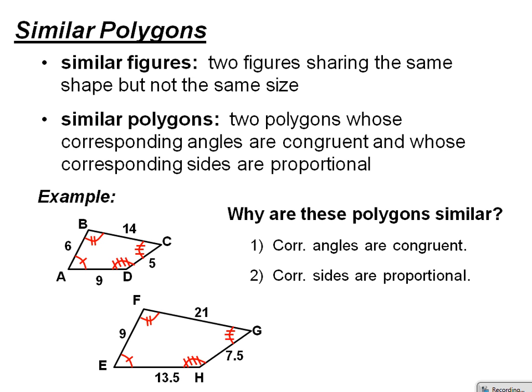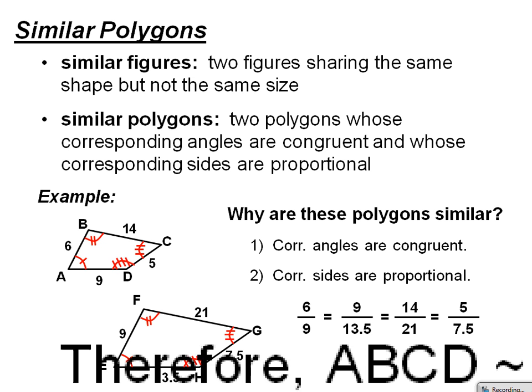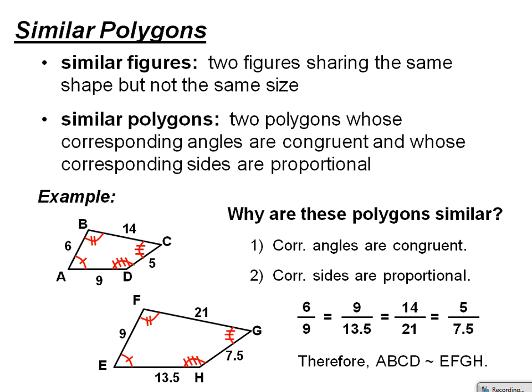Remember what this means. That means that if we were to look at the ratio between length AB to length EF, let's say 6 to 9, this ratio must be equal in value to the ratio of length, say, AD to the length EH, or 9 over 13.5. And the same with the ratio of length BC to FG, 14 over 21, and the ratio of CD to GH, 5 to 7.5. Now, mathematically, if you were to do the division with all these numbers in a calculator, all these ratios would be equal in value. Hence, quadrilateral ABCD is similar to quadrilateral EFGH.